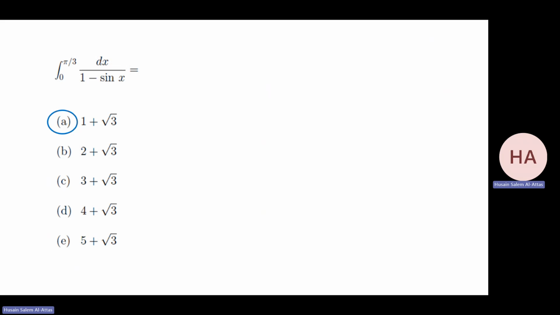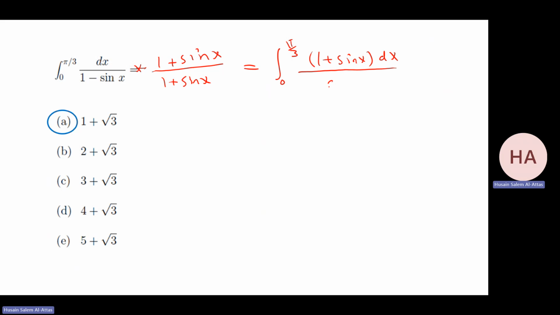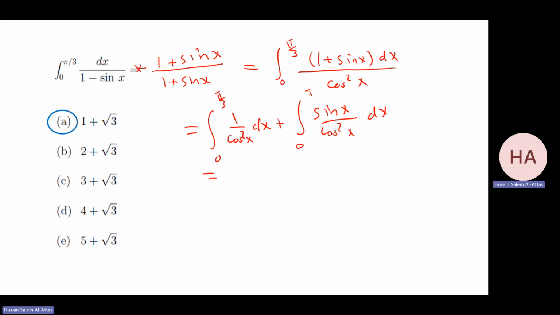The integral of dx over 1 minus sine x. I can multiply by 1 plus sine x over 1 plus sine x, from 0 to pi over 3, to get 1 plus sine x dx over 1 minus sine squared, which is cosine squared. And that is what? 1 over cosine squared. Let me do it in steps. Plus sine x over cosine squared x dx. Everything from 0 to pi over 3.